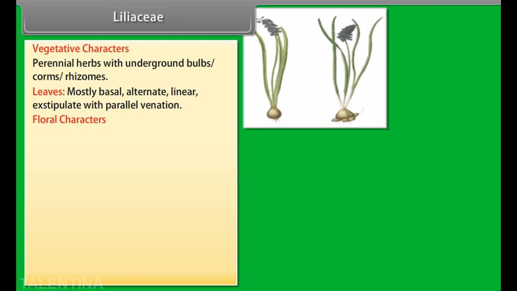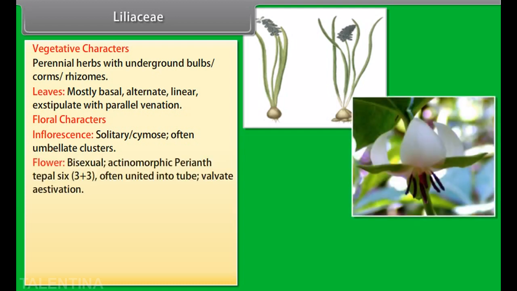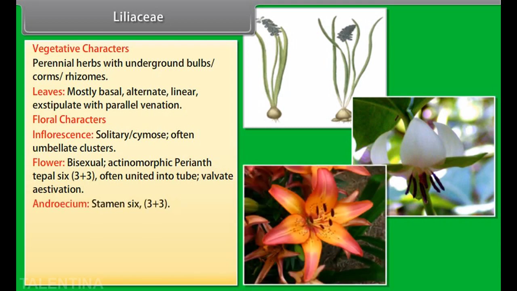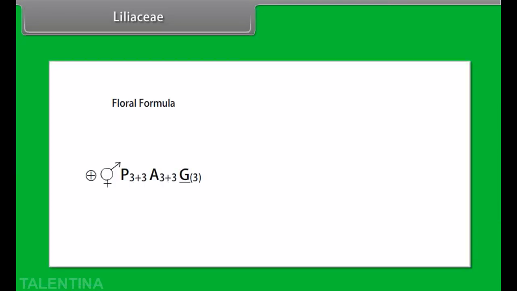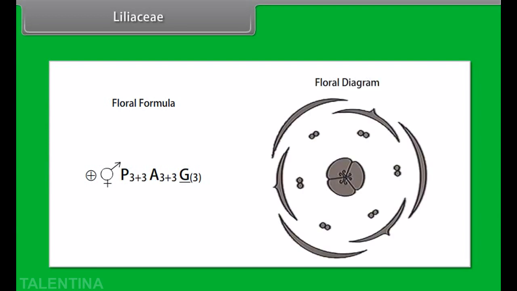Floral characters: inflorescence, solitary, cymose, often umbellate clusters. Flower bisexual, actinomorphic. Perianth tepals 6 (3+3), often united into tube, valvate aestivation. Androecium, stamens 6 (3+3). Gynoecium, tricarpellary, syncarpous, ovary superior, trilocular with many ovules, axile placentation. Fruit, capsule, rarely berry. Seeds, endospermous. Floral formula is shown, and this is the floral diagram.